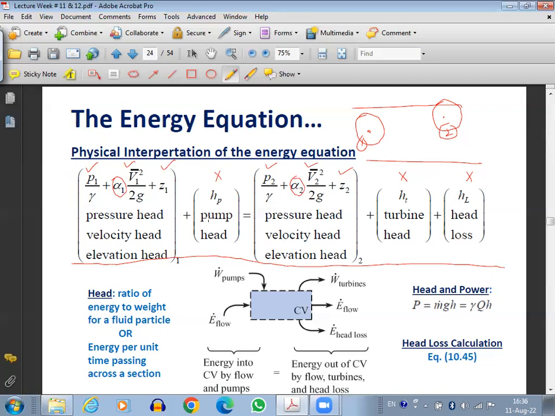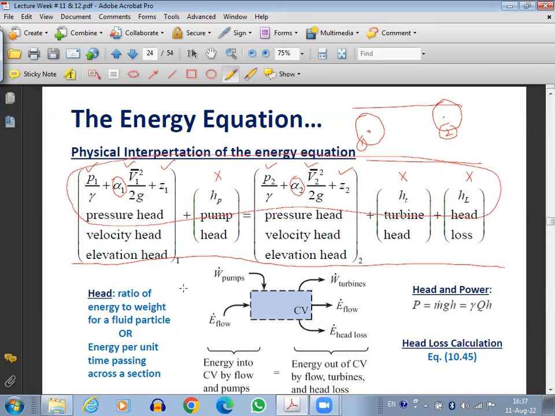Okay, plus pump head, is equal to pressure head plus velocity head plus elevation head at point 2, plus turbine head plus head loss. Head loss is because of the viscous effects. Okay, so this equation, as I told you, will be provided to you in the exam, but what each term represents will not be provided.